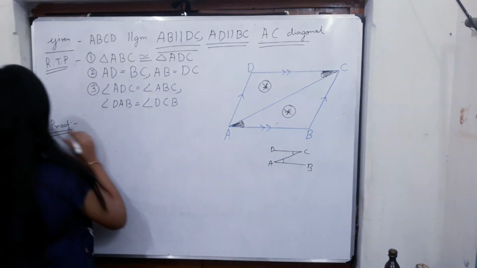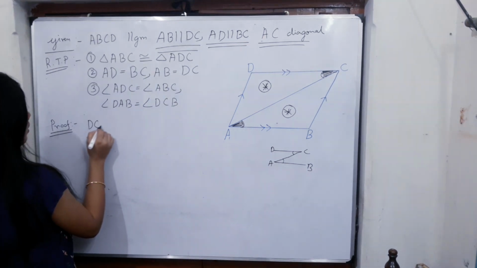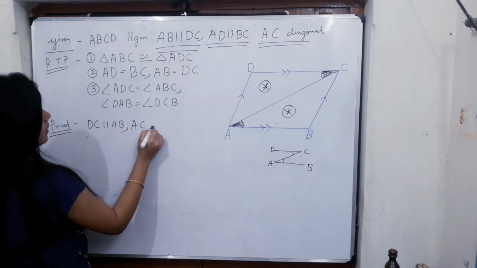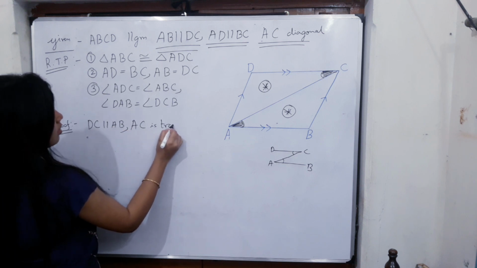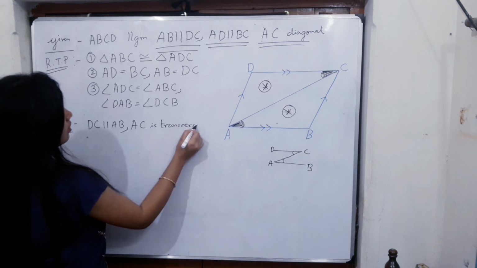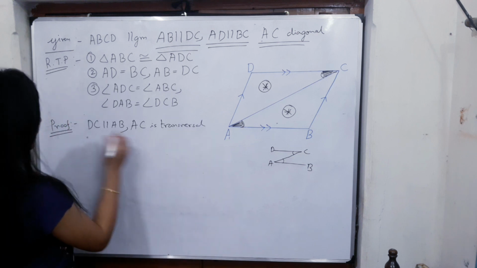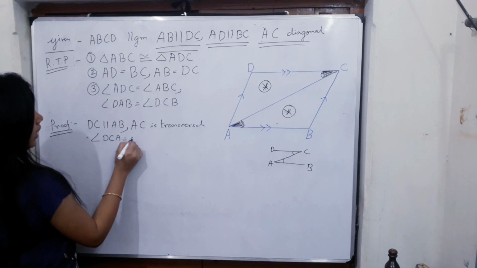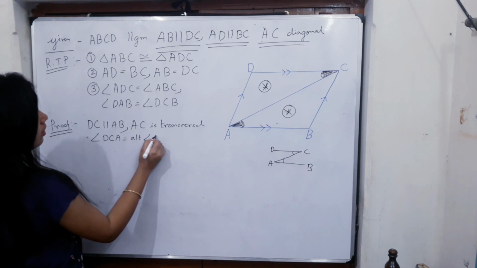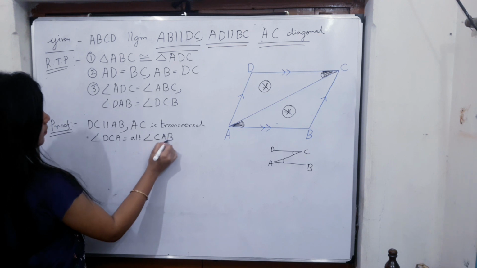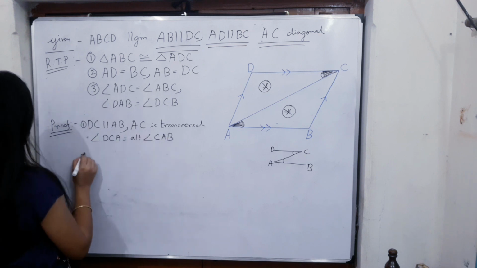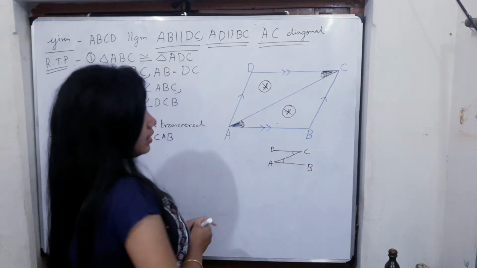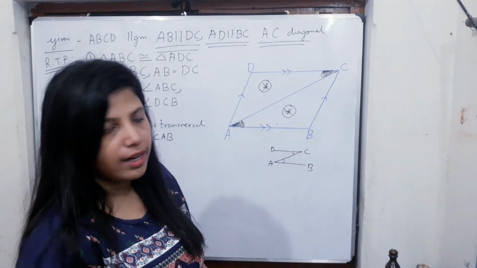So I can note down here that DC parallel AB and AC is the transversal. Therefore, we can say that angle DCA equals the alternate angle CAB. So, number 1 is done for congruency. Now, number 2, I will take another pair of parallel lines.